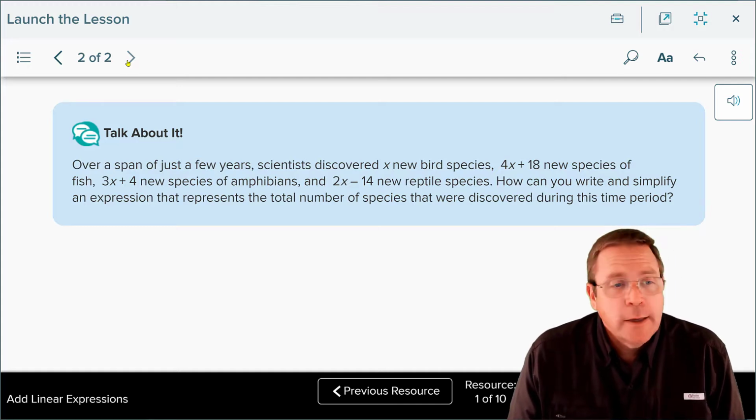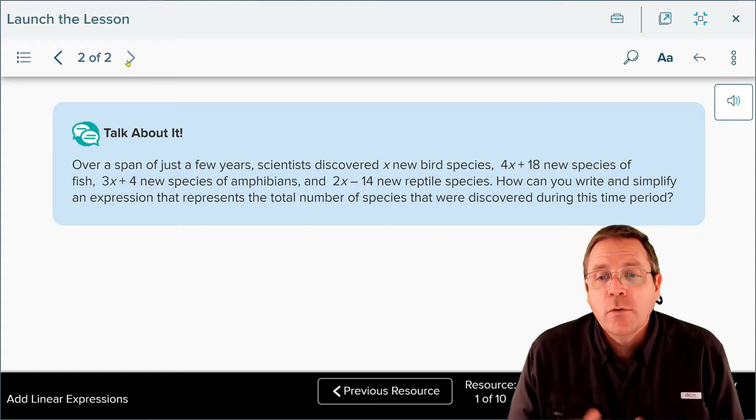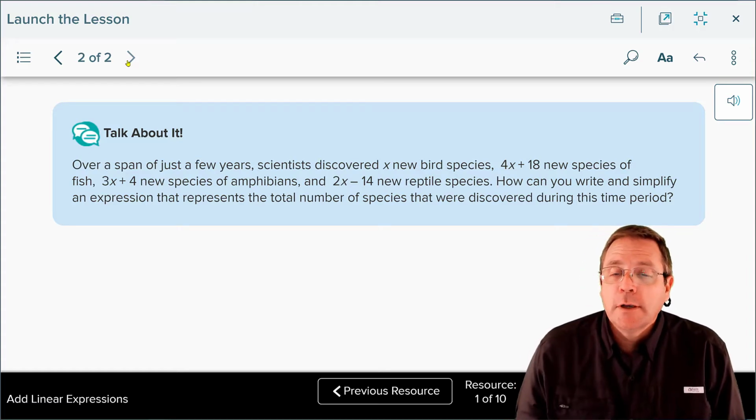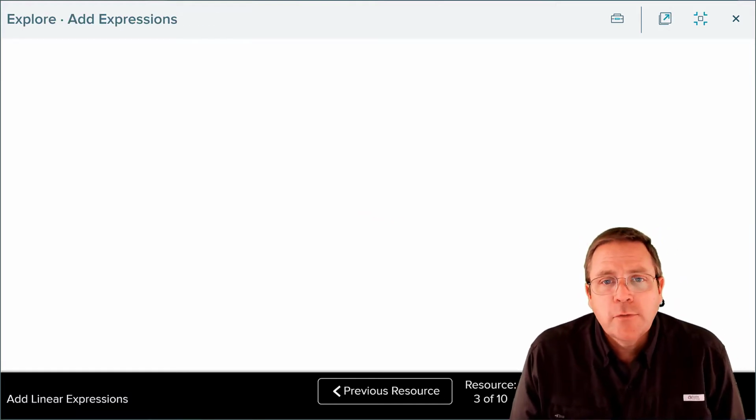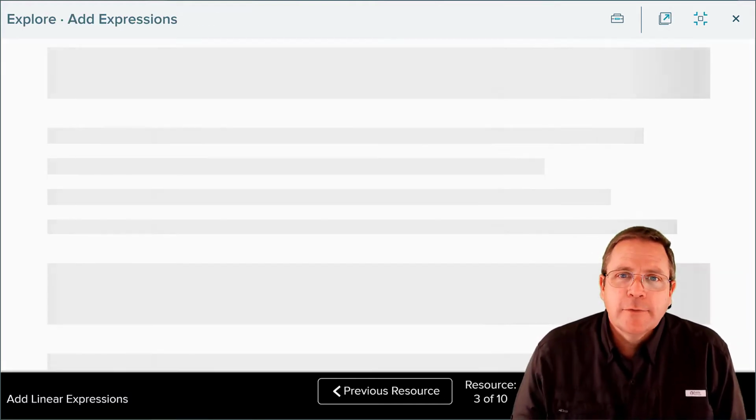How can you write and simplify an expression that represents the total number of species that were discovered during this time period? Well, you know it. These are the kind of things you're going to learn about in this lesson.